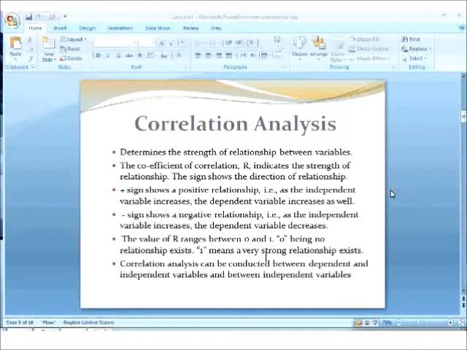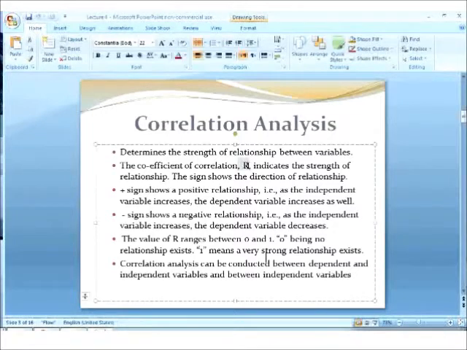It tells you the strength of the relationship between your dependent and independent variables, and it could be between independent variables as well. What is the value that tells you the strength of the relationship? It's this value R, which we call the coefficient of correlation. We'll see shortly, I'll show you those numbers as well.